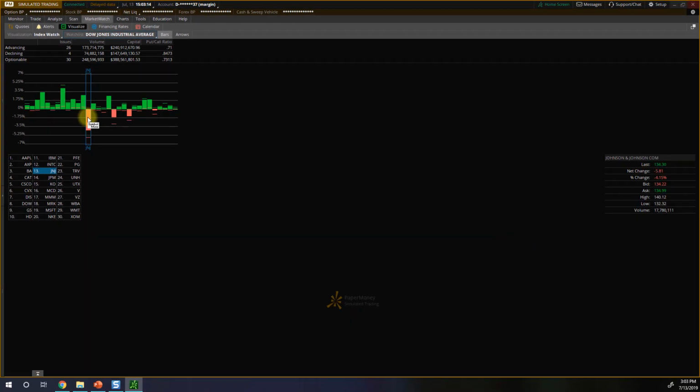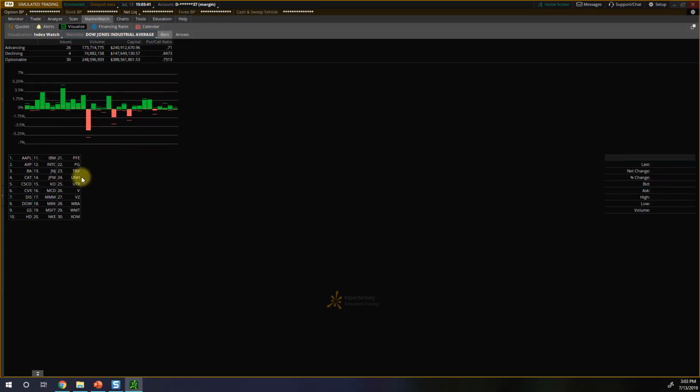Now we can also get more detailed information. So for instance, let's go back to this big green bar, which was Dow. Let's say that you didn't know what this company was. Well, look over here to the right, and it's going to give you a nice little breakdown with the last net change, going to show you it's exactly up 4.04% at that time. Shows you the bid, the offer, high, low, and the volume.